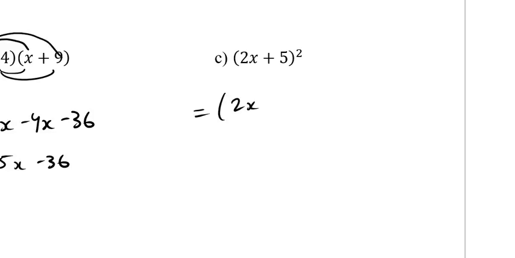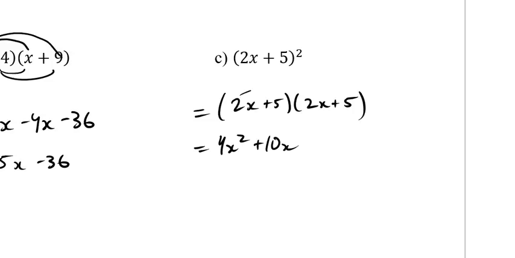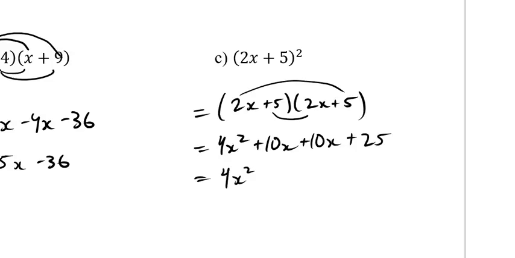What this actually means is 2x plus 5 times 2x plus 5, very good, which is 2x times 2x, which is 4x squared, so we got that part right. 2x times 5, which is 10x, that's that one. 5 times 2x is 10x, and 5 times 5 is 25. We got that part right, but we missed that middle part. If you forget what this actually means, and you make that common mistake, you've missed that middle part. Any questions on any of that?